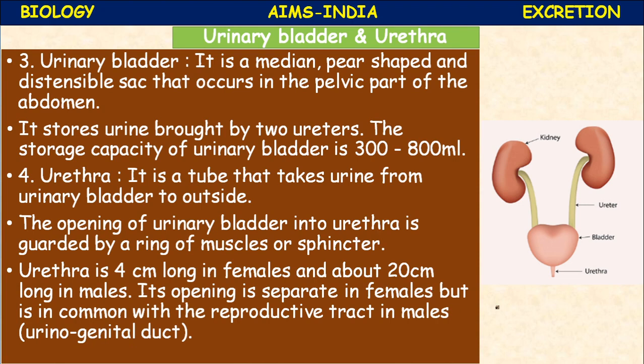See here the urinary bladder, which is sac like. It stores about 300 to 800 ml of urine, the storage capacity of the urinary bladder. The urinary bladder opens into the urethra. This urethra is 4 centimeter long in females and about 20 centimeter long in males. In the male, it is called a urinogenital duct.